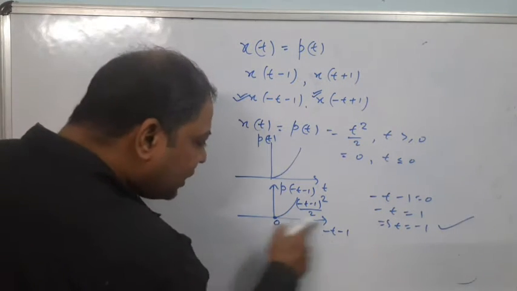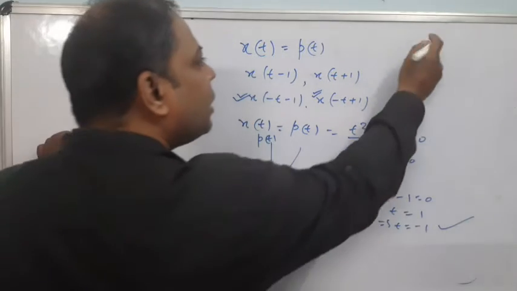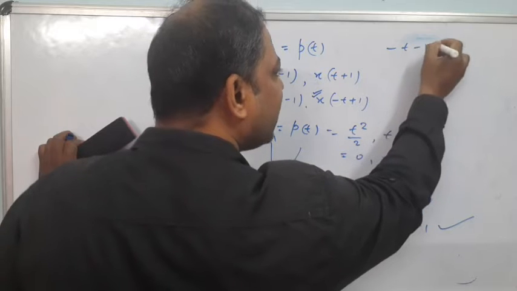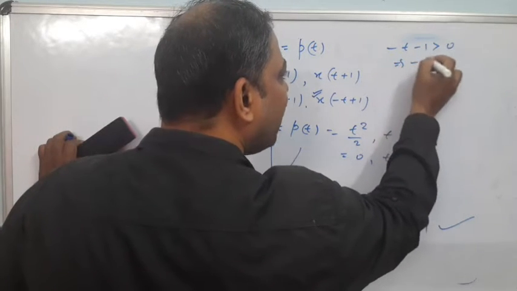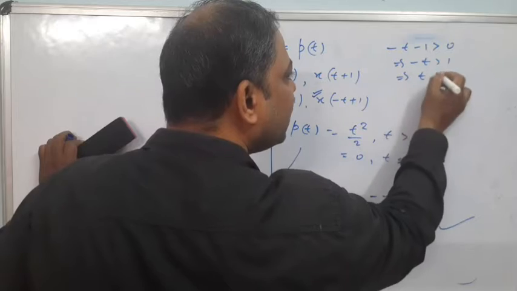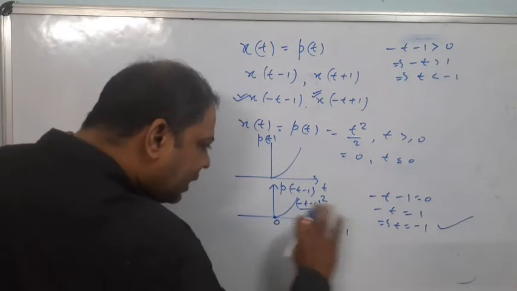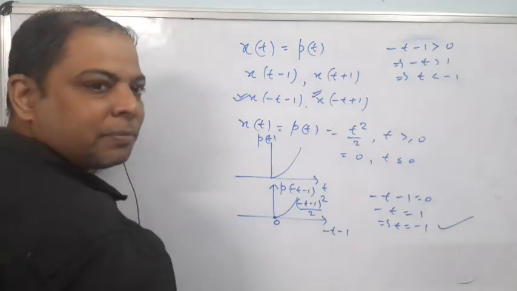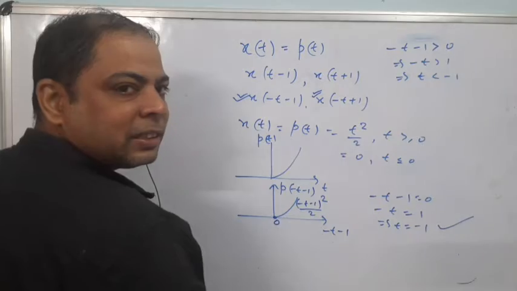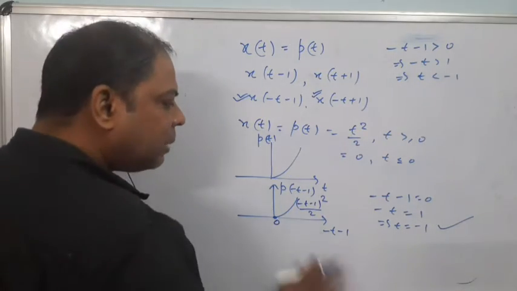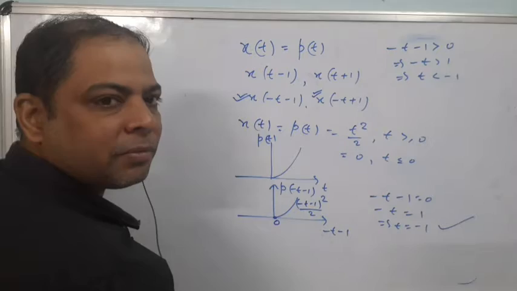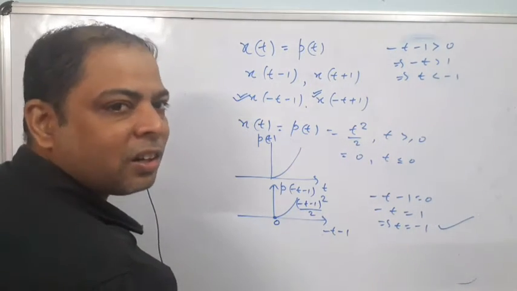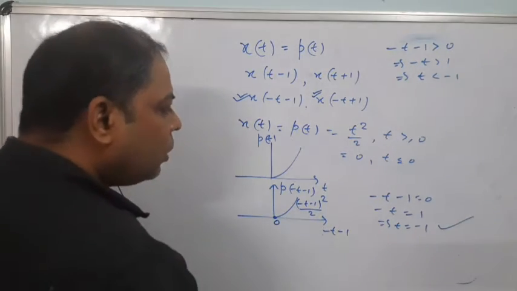Now let us consider the right hand side. So on the right hand side what? Look carefully, what is the right hand side? -t-1 greater than 0. What does it mean? -t greater than 1. What does it mean? t less than -1. So this side represents t less than -1 on the t axis. Do you understand? t less than -1 on the t axis. Try to understand. Clear or not? Okay. So now see here.